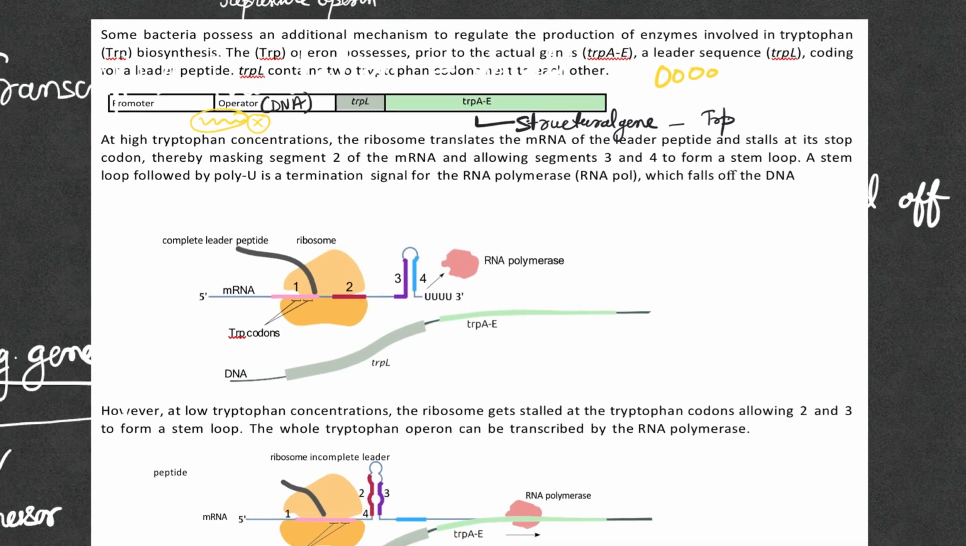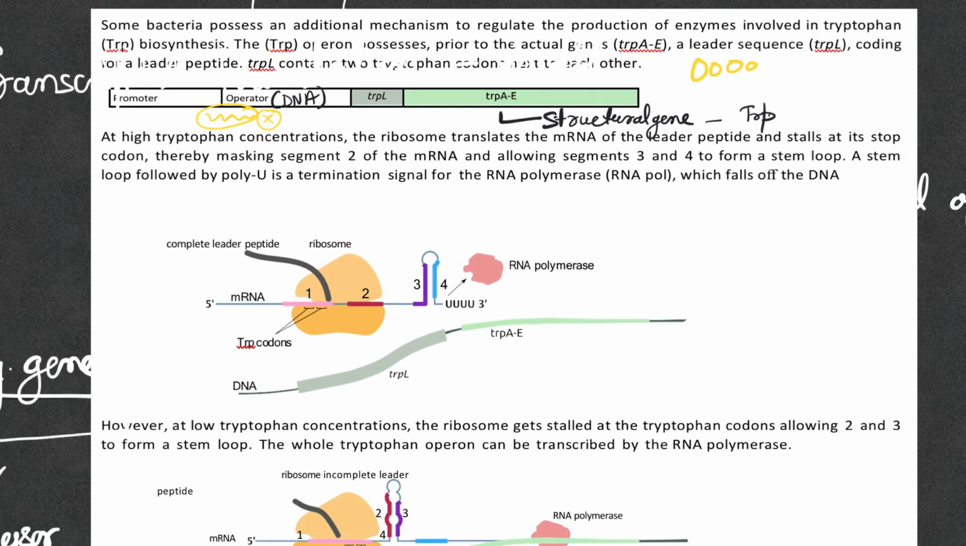So, at high tryptophan concentrations, the ribosome translates the mRNA of the leader peptide. Now, what's the leader peptide? So, let's focus on this particular sequence right here. So, this is a leader sequence, the DNA sequence. This will be transcribed into an mRNA and later on translated to a protein.